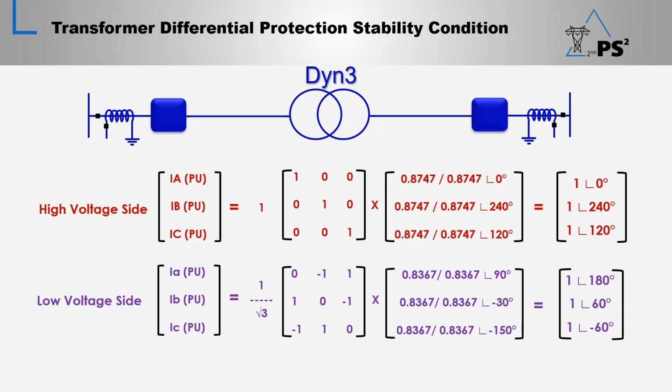Regarding the low voltage side, we'll multiply the matrix 3 by the full load current also. As we said, the measured current is a full load current, which is 0.8367 over the nominal current, which is also 0.8367 with angle 90, minus 30, and minus 150 degrees. So the final per unit current for the low voltage side will equal 1 angle 180 degrees, 1 angle 60, and 1 angle minus 60 degrees. These current values for the high voltage side and low voltage side will be used in the differential protection calculations.